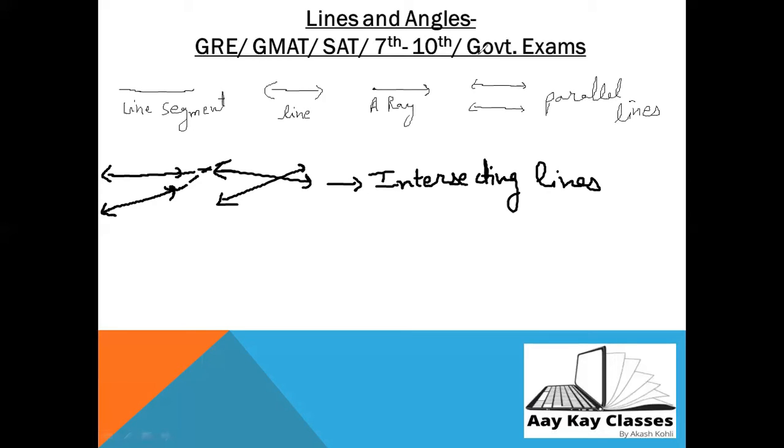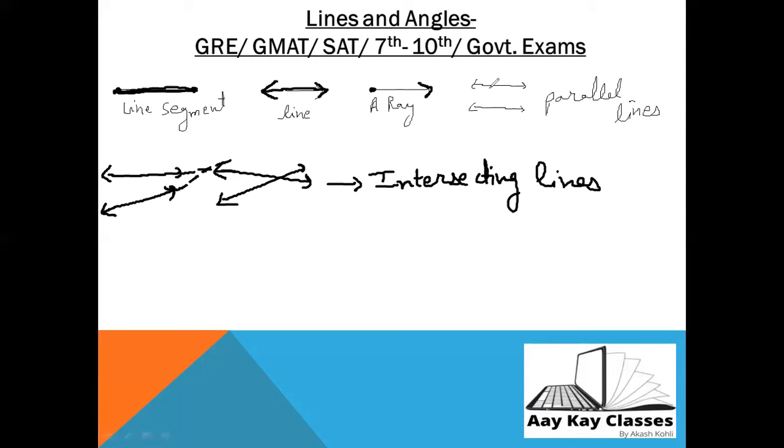I'm going to clear the screen. I hope you now know what a line segment is. Having a starting and an end point is a line segment. It is measurable. The measure depends upon the length, or you can say how far one point is from the other point. A line has no start and no end. This is a kind of infinite thing. A ray has a starting point and there is no end point.